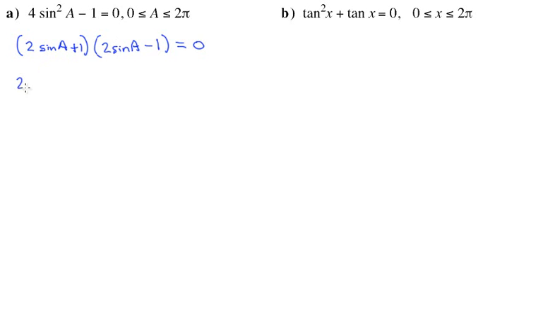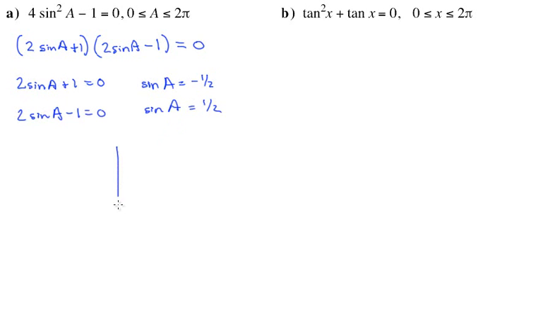We solve each of those separately. So we get either 2 sine a plus 1 equals 0, which leads to sine a equals minus 1/2, or 2 sine a minus 1 equals 0, and that gives us sine a equals plus 1/2.